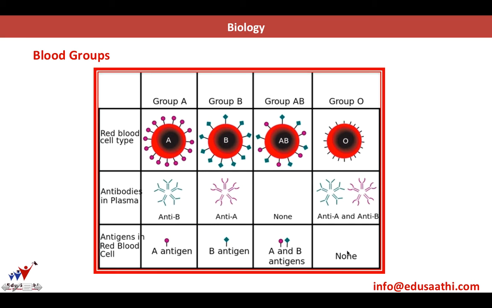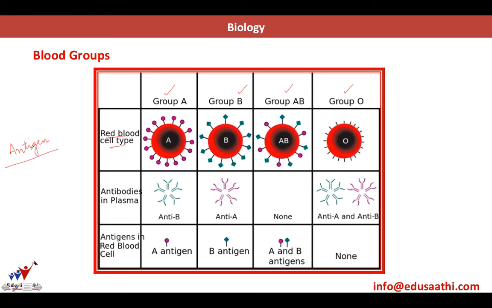Okay. Now if I talk about the blood groups, the various blood groups are A, B, AB and O. Different blood group types are categorized on the basis of the antigen present in the red blood cell. Let me just write it down. Antigen is present in red blood cells, the red blood corpuscles, and on the basis of this antigen, the blood group of a human is decided.